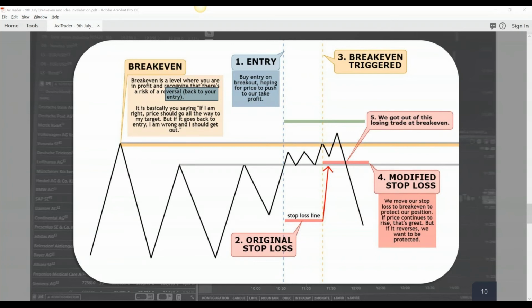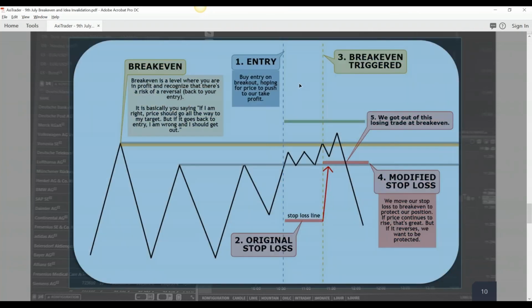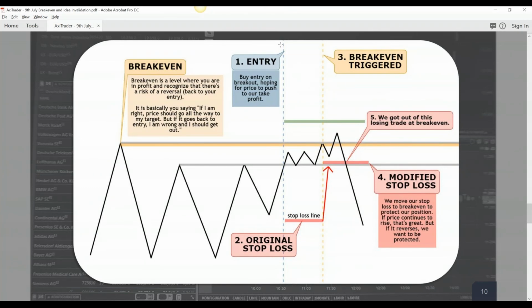Now, this is a scenario of how that looks, right? We place our entry over here, this is the level. So I'm going to take out the highlighter. You can see there was one big resistance over here, okay? Then after that, follow me through my story, we see one big swing high. We see a second big swing high.